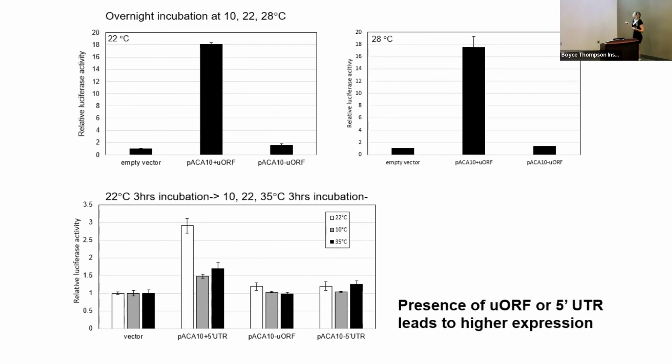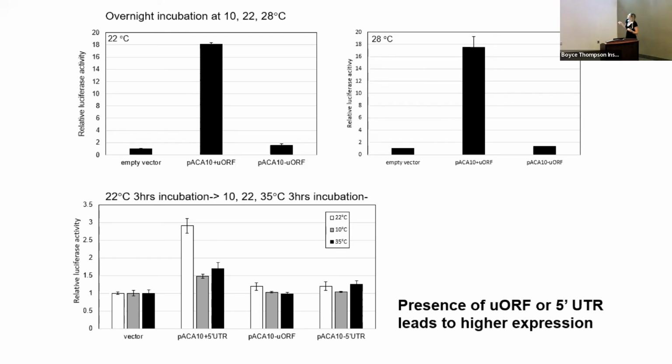What I found from my dual luciferase assays is that overnight incubation at 10 degrees, 22 degrees, and 28 degrees Celsius, these were my results. I chose not to include my 10 degrees Celsius results because the low temperatures inhibited promoter activity, so the level of expression was the same as the empty vector background level. However, this is what I found for the plus uORF construct in 22 degrees and the plus uORF construct in the 28 degrees. There is a dramatic increase in relative expression.